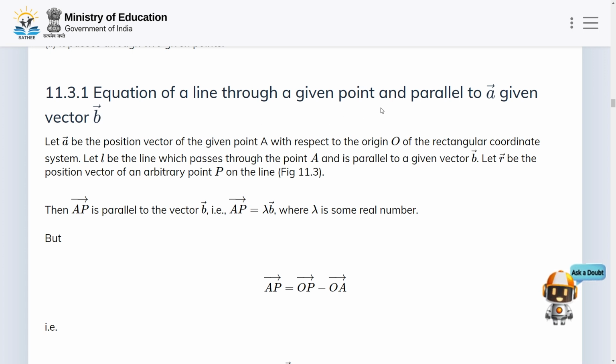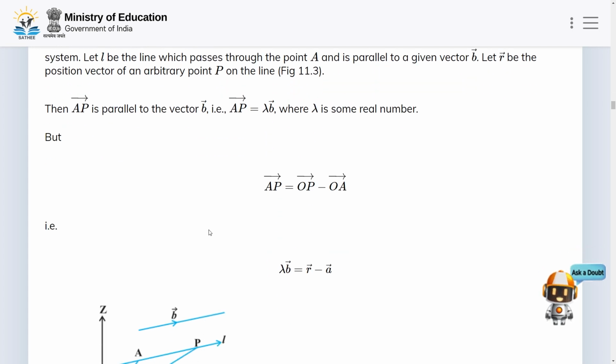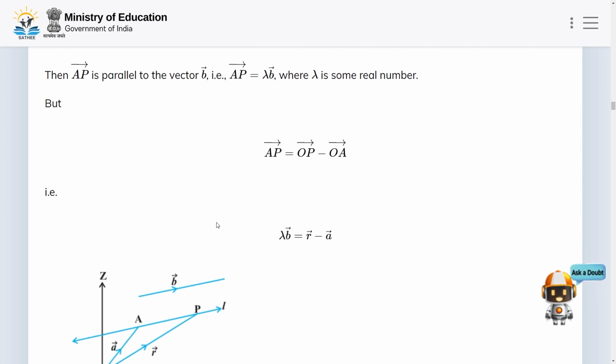Now, the equation of a line through a given point and parallel to a given vector b. Let vector a be the position vector of the given point A with respect to the origin of the rectangular coordinate system. Let L be the line which passes through the point A and is parallel to a given vector b. Let r be the position vector of an arbitrary point P on the line. Then the AP vector is parallel to the b vector. This means AP vector can be rewritten as lambda, some scalar, times vector b. But you know that AP is nothing but the position vector of P minus the position vector of A. This means lambda b vector equals r vector minus a vector.